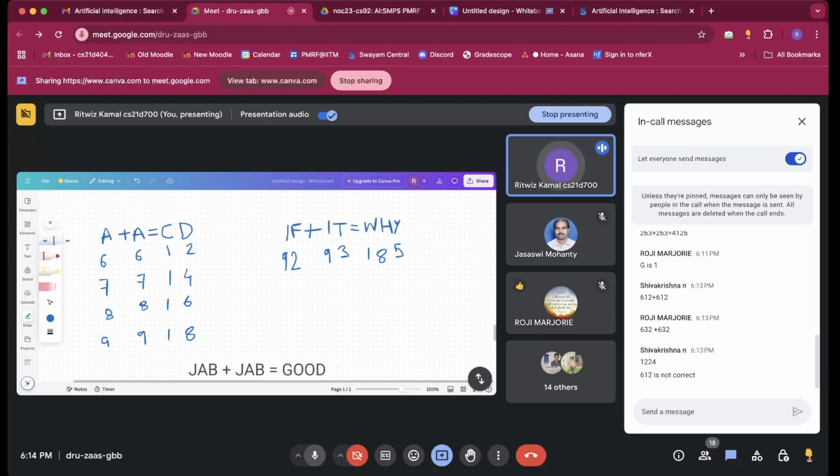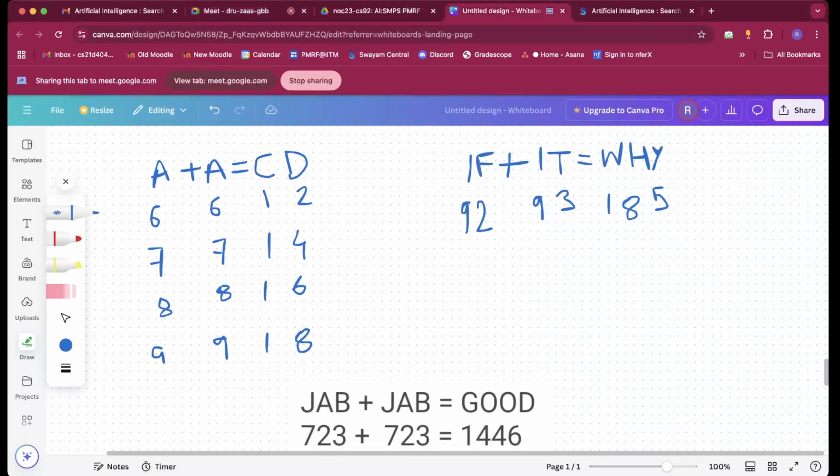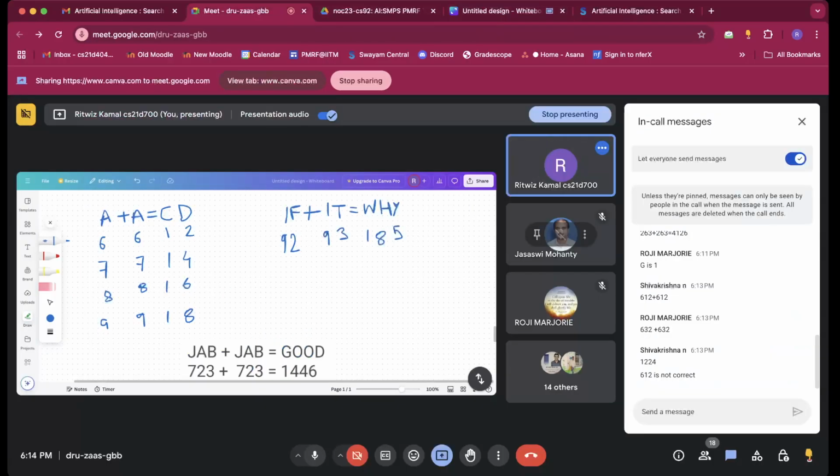So I'll give you one hint. I'll show you one possible solution, and then you can think if there are any more solutions that we can come up with. Okay, so think about this. 723 plus 723 gives us 1446, right? So in this case, each letter is assigned a unique number, each number is assigned a unique alphabet, and all the constraints are also satisfied.